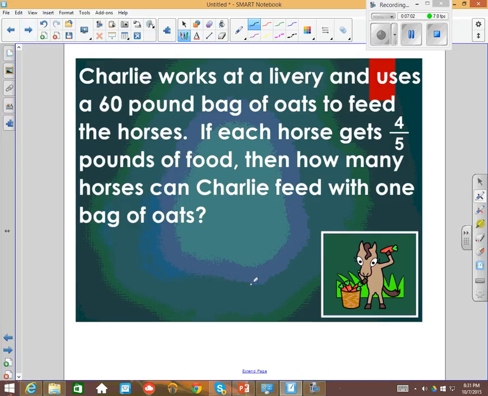Charlie works at a livery and uses a 60-pound bag of oats to feed the horses. If each horse gets 4/5 pounds of food, then how many horses can Charlie feed with one bag of oats? Try this problem, each of you.